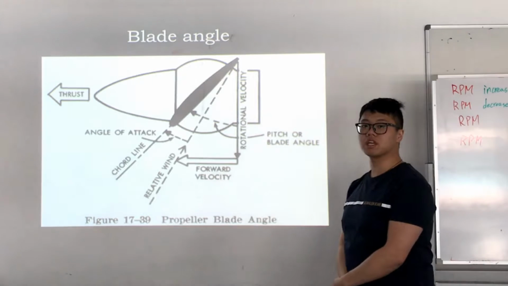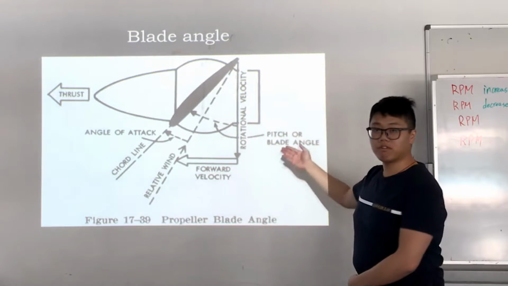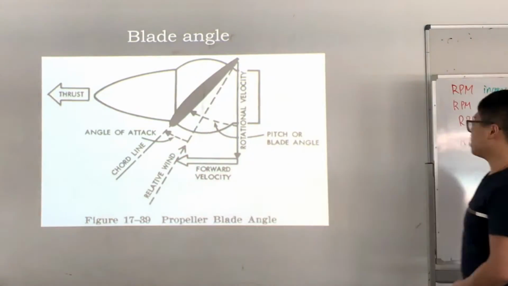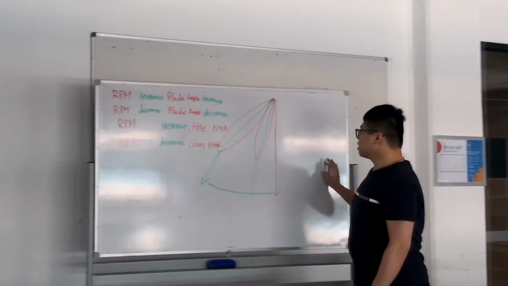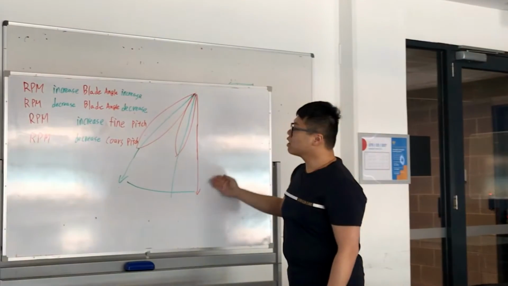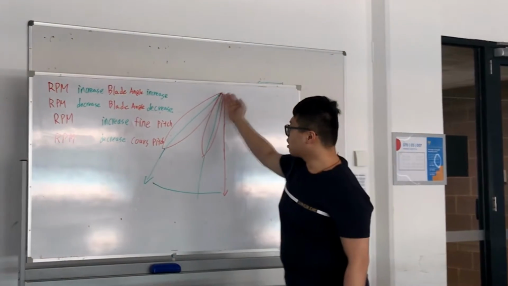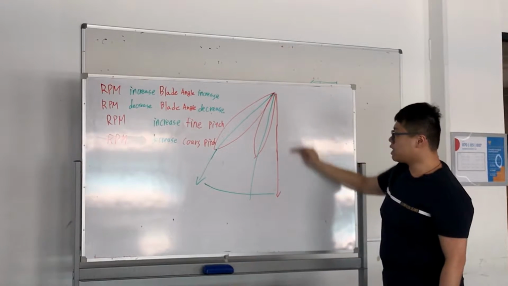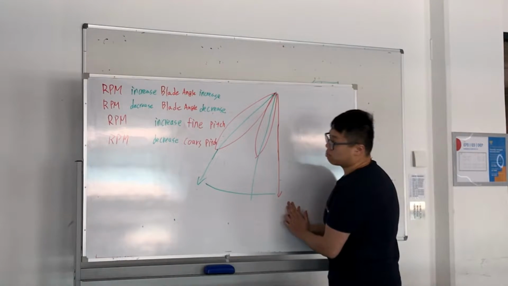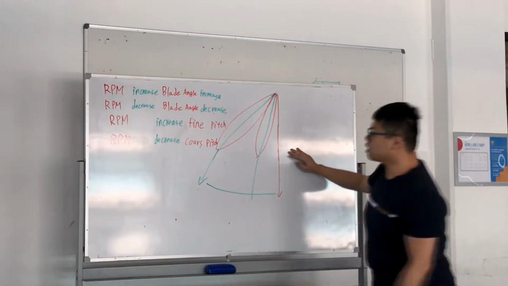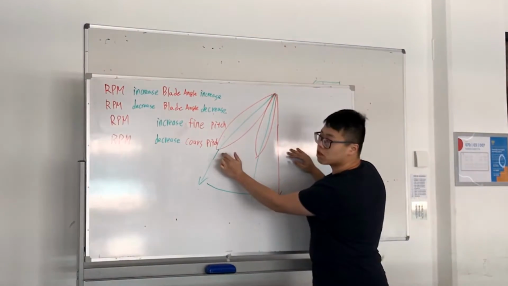The blade angle is the angle between the aircraft rotation line and the propeller's chord line. On the whiteboard, this one is the aircraft rotation line, and here is the blade chord line. If we increase the RPM, the blade angle will be increased. But when we decrease the RPM, the blade angle will decrease as well.